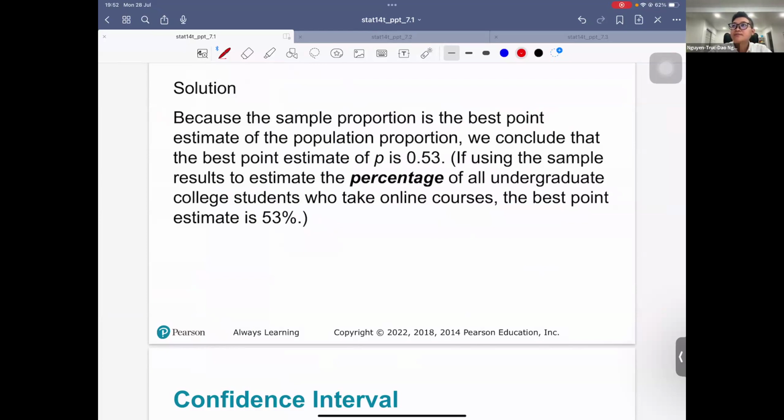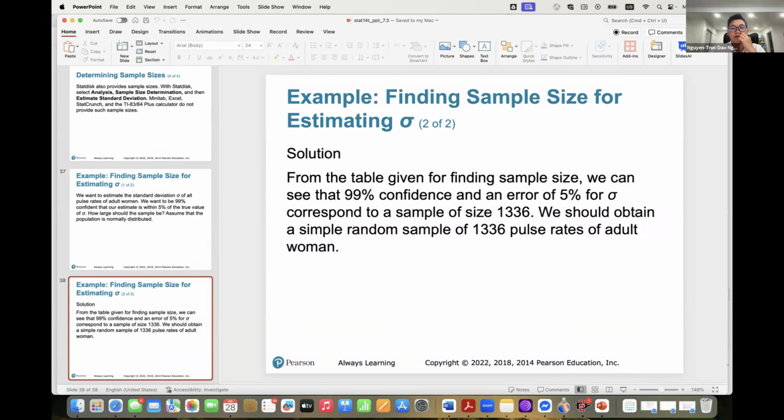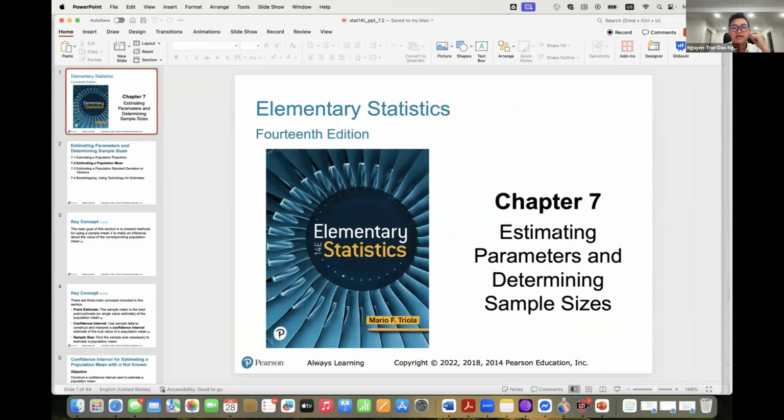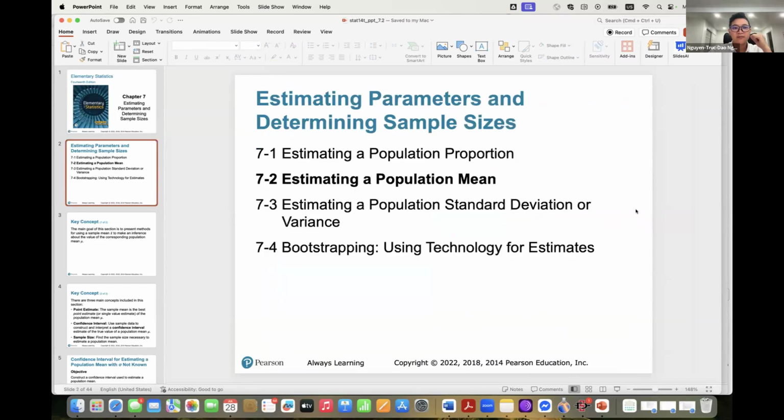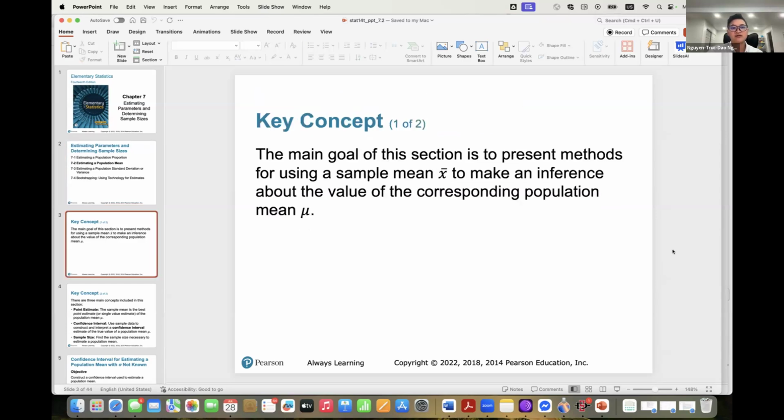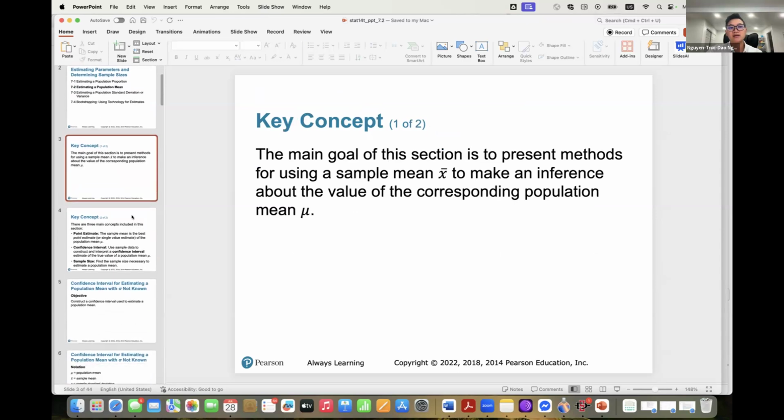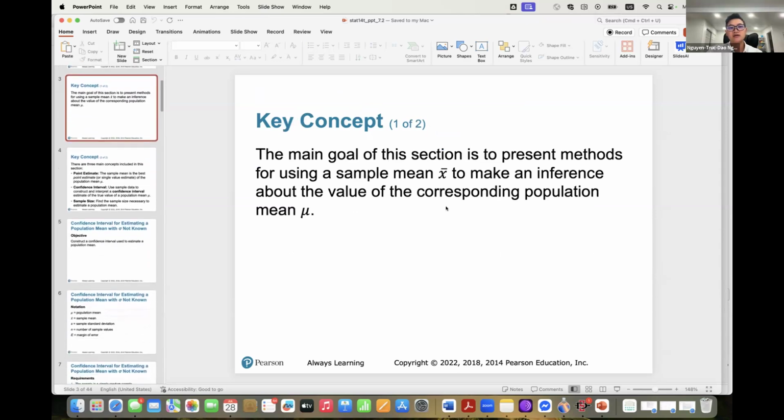Share desktop. So this is the second section in chapter 7, estimating a population mean. As I gave you the example earlier, to estimate the population mean, we know how to do it using the 4 steps, right? Let me go ahead and give you all the definitions of the key concepts in this section.